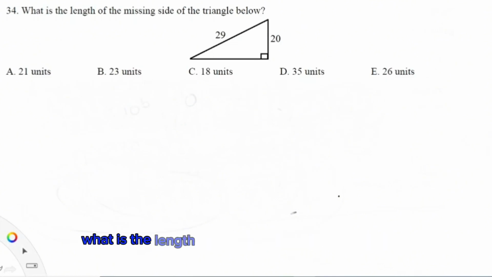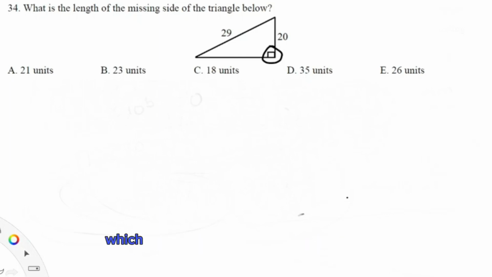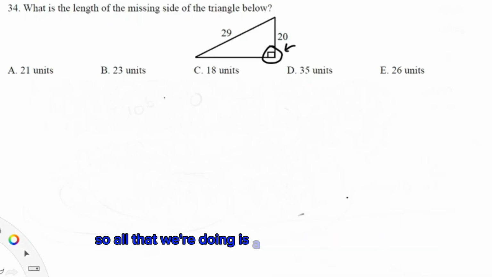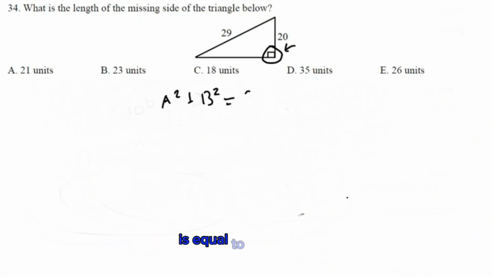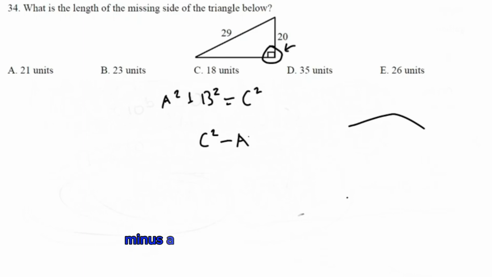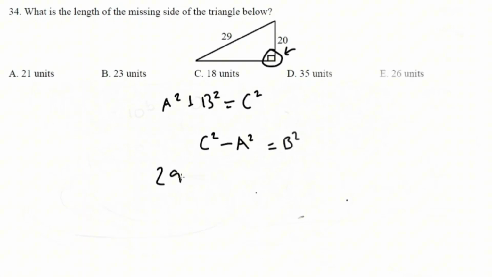Next, what is the length of the missing side of the triangle below? Alright, so this triangle is a right triangle, which is indicated by this right corner. That means we can use the Pythagorean theorem. All that we're doing is a squared plus b squared is equal to c squared. However, in this case, all we have is a and c. We don't have b, so we can flip this around and make it c squared minus a squared is equal to b squared. So 29 squared.